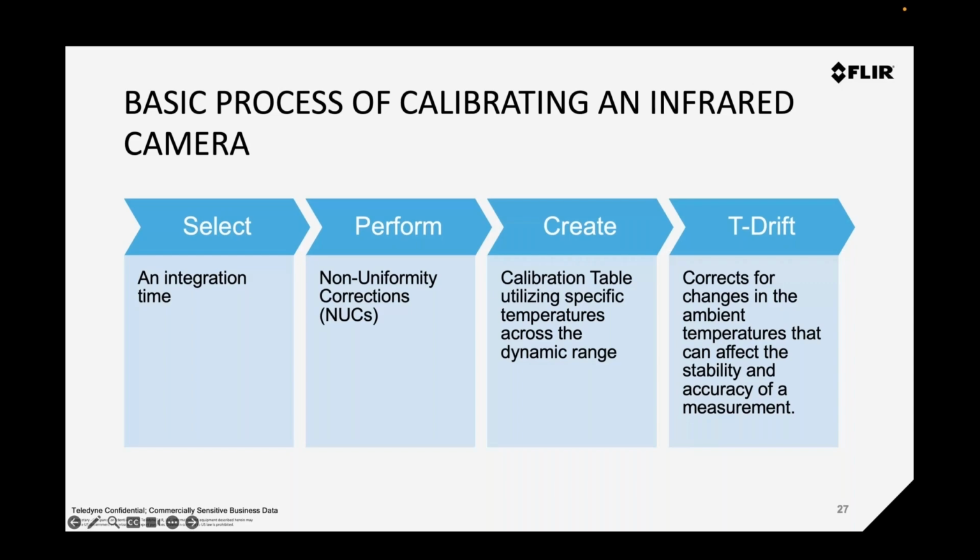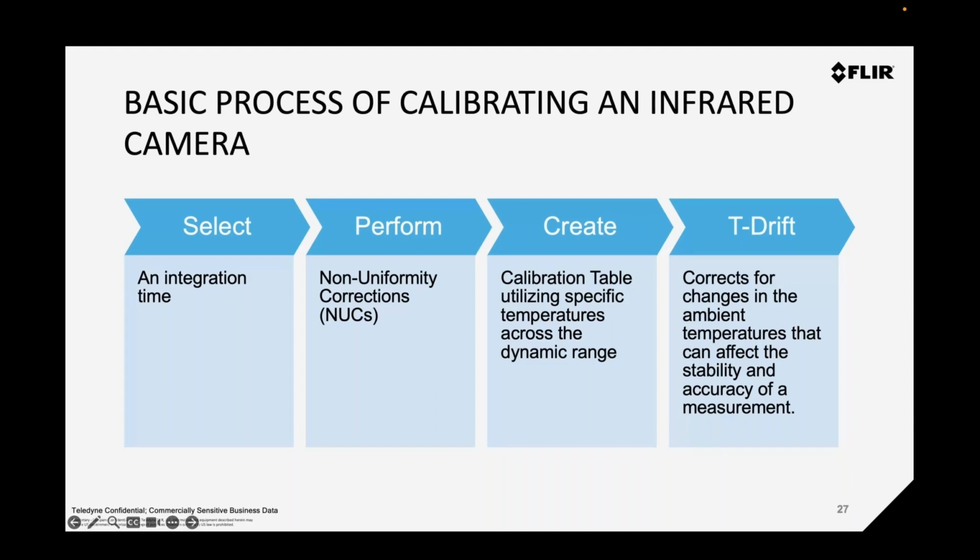Finally, the final step on the right is T-drift, or temperature drift compensation. We run the camera through varying ambient temperatures in a temp chamber to create automatic temperature drift compensation. This means that the camera is always taking ambient temperatures in and around the sensor, and then it'll correct for changes in the ambient that can affect the stability and accuracy of a measurement. So those are the basic steps behind a factory calibration.